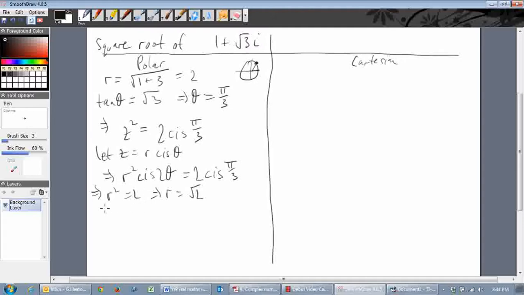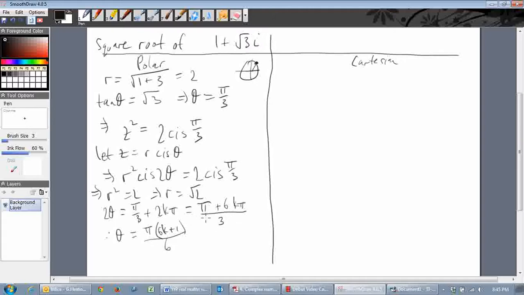R is always positive. And also, we have 2 theta is equal to pi over 3 plus 2k pi. I'll just write them over the same denominator like I did before. Pi plus, if we write it all over 3, just multiply that by 3, 6k pi. And therefore, theta is equal to, take the pi out the front, and we've got 6k plus 1 over 6.